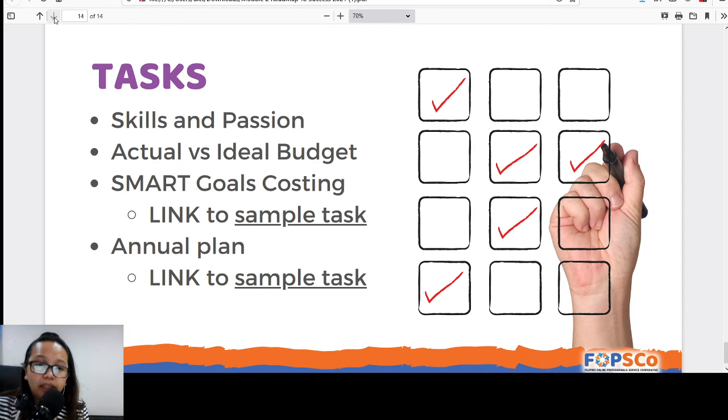And of course, finally, we'll discuss the tasks. What are the skills and passion, the actual versus ideal budget, because we have to go for these goals. The SMART goals costing. So I'll show you now a link to the sample task, and an annual plan, link to the sample task also. Okay, so let's start.